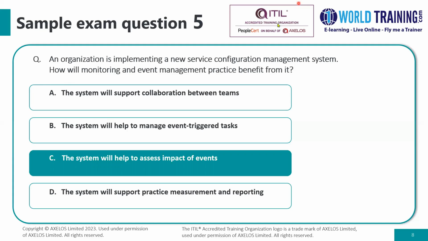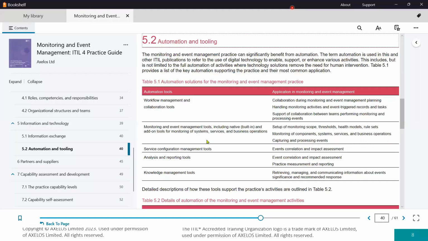And it'll be found in the section on automation and tooling. If we notice table 5.1, automation solutions for this practice, and if you notice here, for the correct answer, service configuration management tools, the middle entry, event correlation, and impact assessment. So the question had this impact phrase in it.